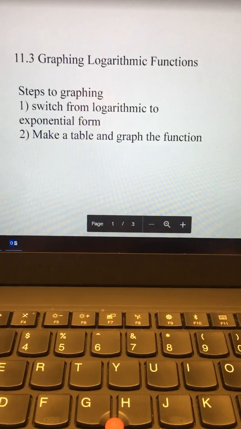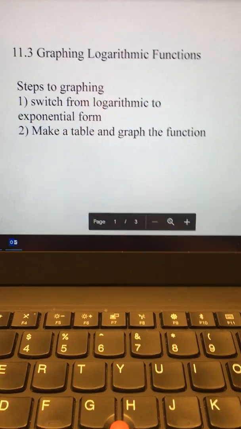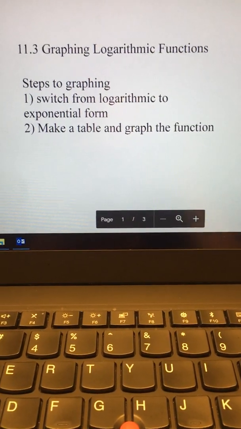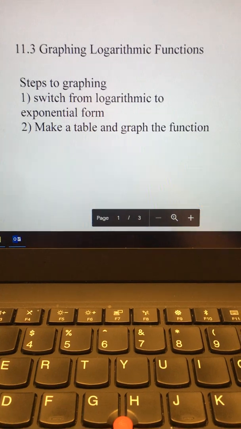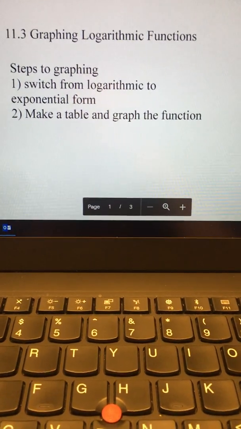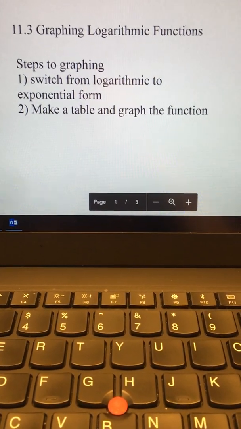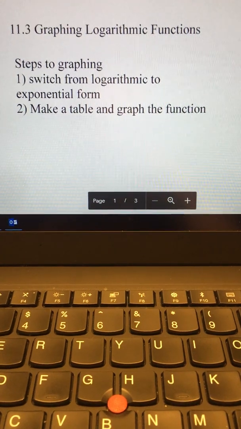Hey everyone, we're going to take our class notes on 11.3, day 2, where we're going to be graphing and solving logs. So we'll start with graphing, and to graph a log, I would suggest that you switch to exponential form. And we make a table and then we graph.